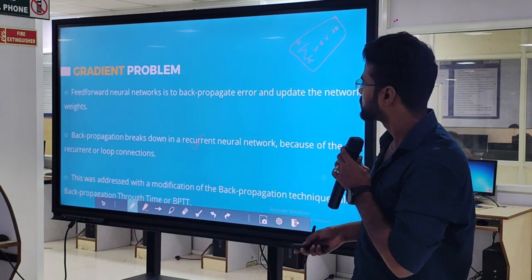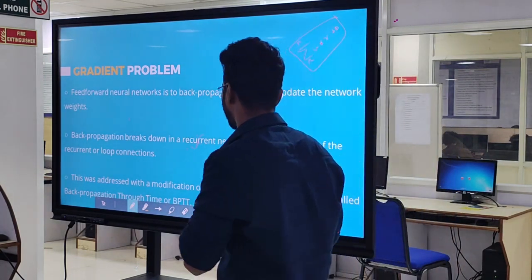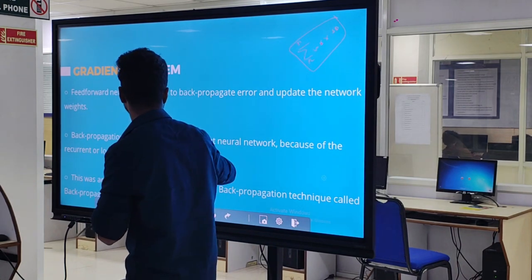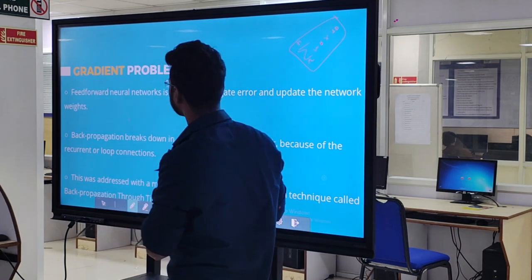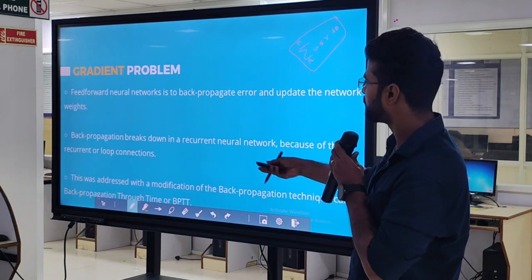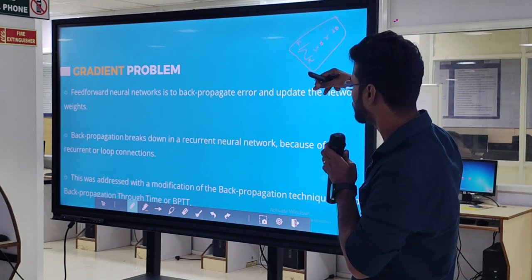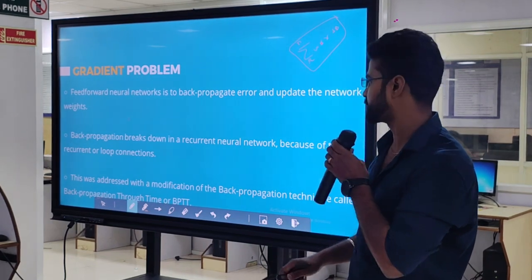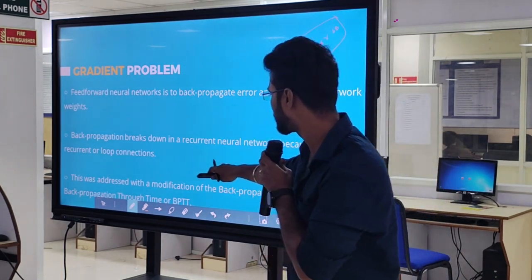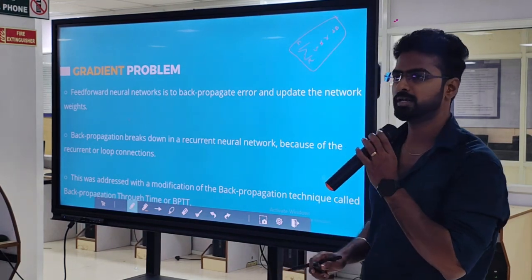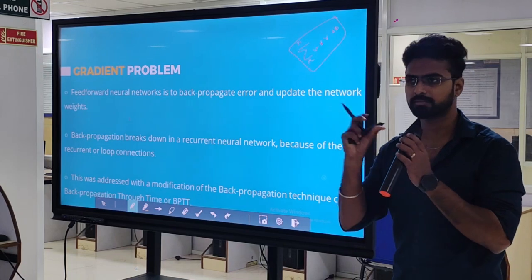And gradient problems. Gradient problems are one of the common problems. In feed-forward neural networks, we backpropagate to update the network weights. But backpropagation breaks down in the recurrent neural network because of the recurrence and the loop connections. This was addressed with a modification of the backpropagation technique called BPTT, backpropagation through time.